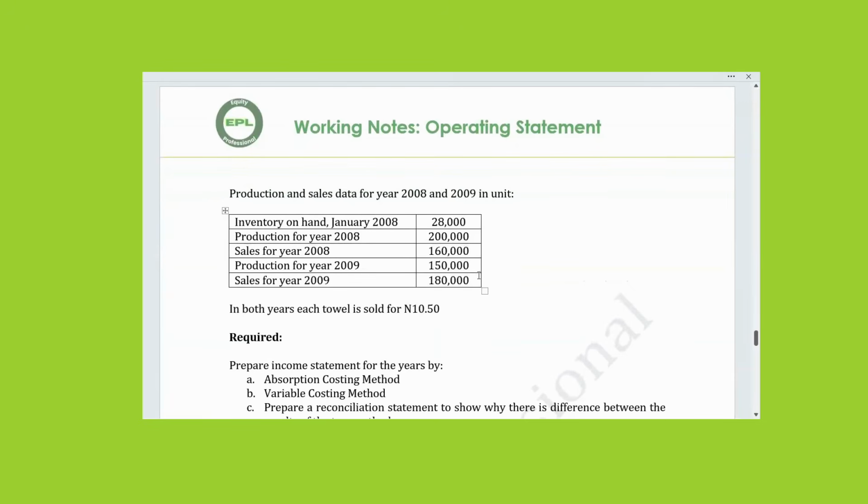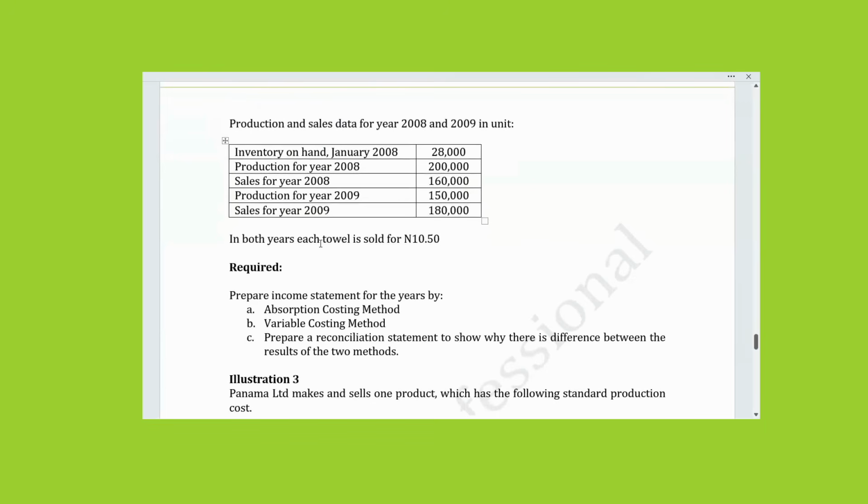Production and sales data for the years 2008 and 2009 in units as stated. In both years, each tool is sold for 10.50 naira. Required: A, prepare a statement for the years by the absorption costing method. B, the variable costing method. C, prepare a reconciliation statement to show why there is a difference between the results of the two methods. All right, thank you very much.